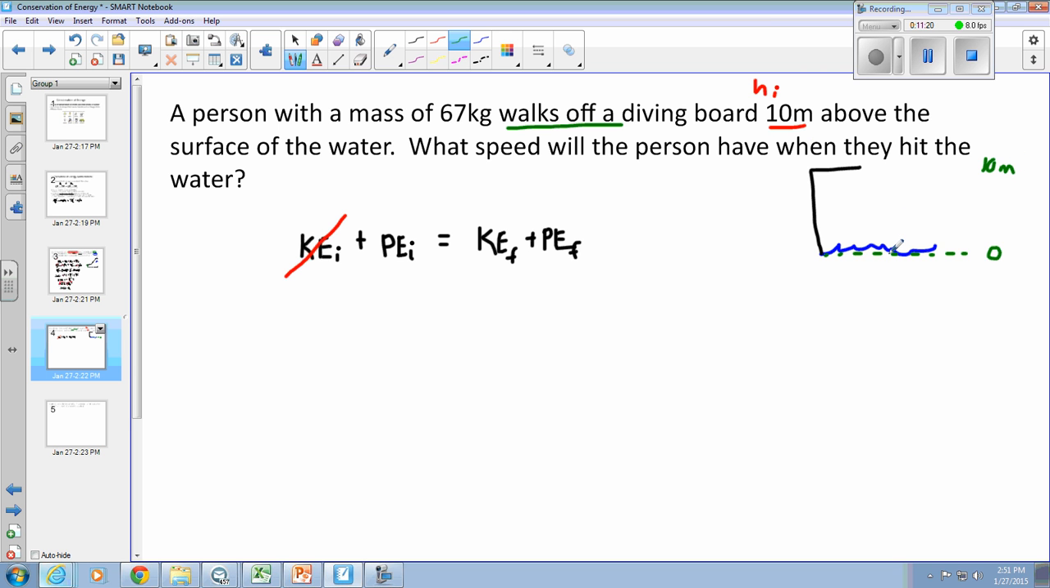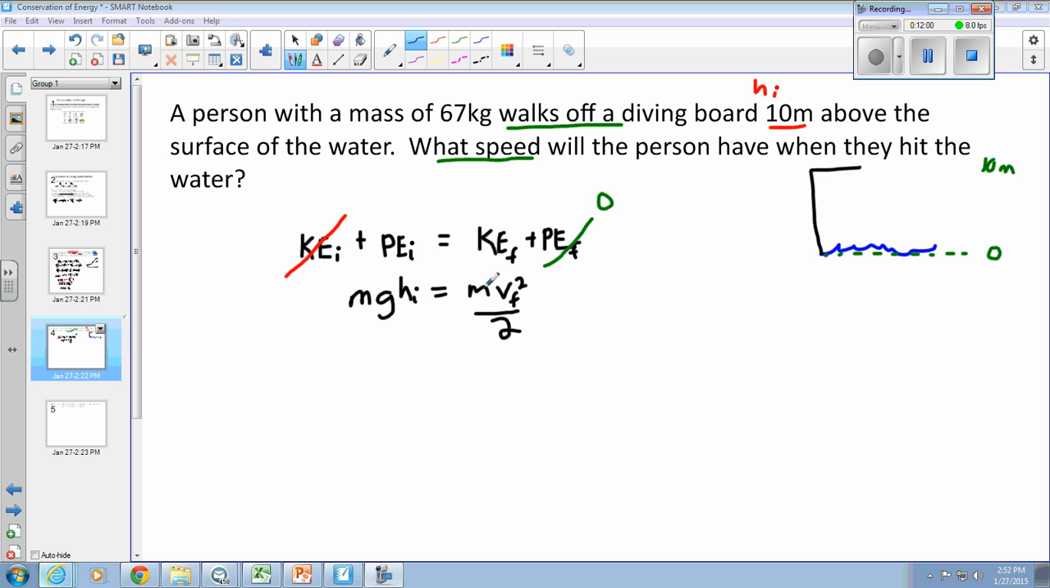So when this guy or gal hits the water, they're going to have a final height of 0. Well, that cancels out this term because mass times gravity times 0, because we'll have a 0 height in the final spot, that's all going to be equal to 0. So you have a situation where your initial potential energy is equal to your final kinetic energy. And we're trying to figure out the speed that the person hits the water. We plug in all our numbers and solve.